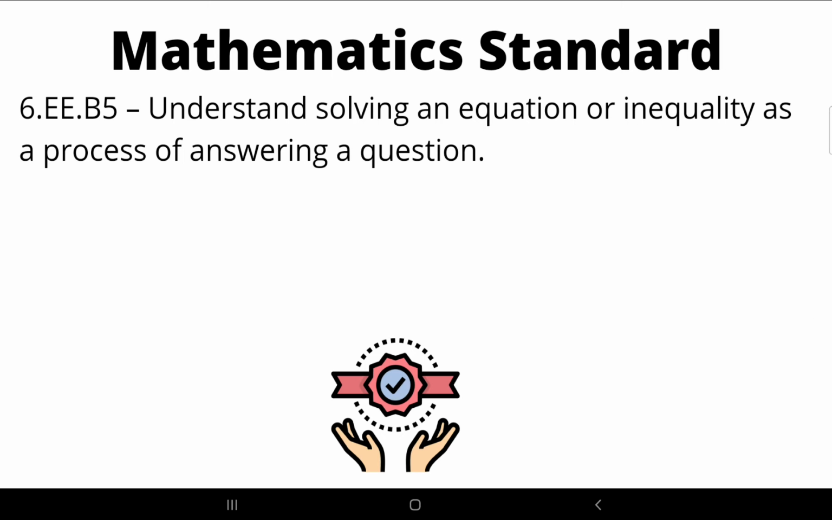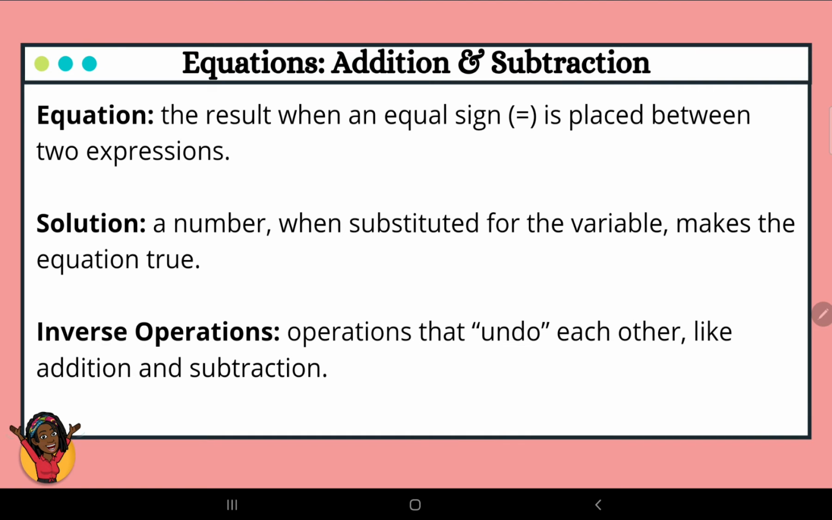Today we're looking at standard 6.EE.B.5: Understand solving an equation or inequality as a process of answering a question. Our vocabulary: equation, the result when an equal sign is placed between two expressions. Solution, a number that, when substituted for the variable, makes the equation true. Inverse operations, operations that undo each other, like addition and subtraction.